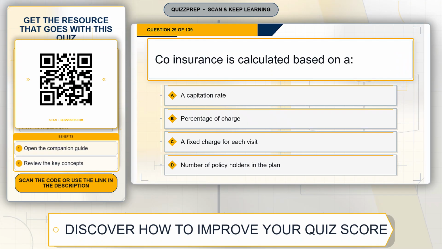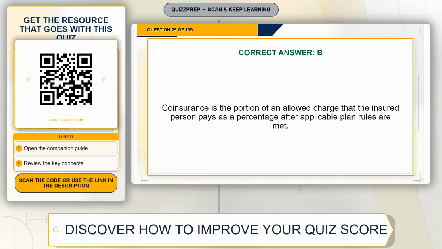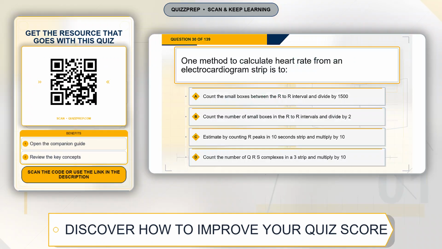Question 29. Coinsurance is calculated based on a. Option A, a capitation rate. Option B, percentage of charge. Option C, a fixed charge for each visit. Option D, number of policyholders in the plan. The correct answer is option B, percentage of charge. Explanation. Coinsurance is the portion of an allowed charge that the insured person pays as a percentage after applicable plan rules are met.